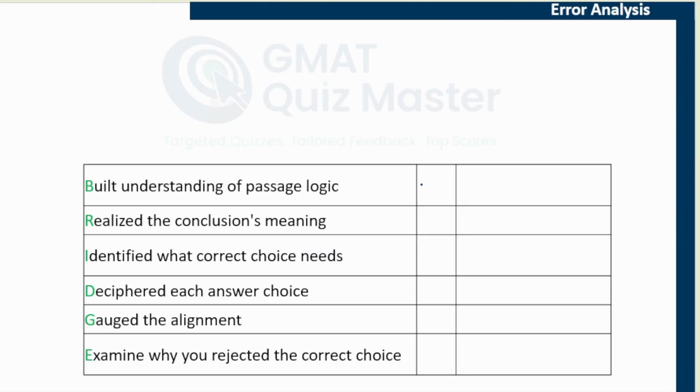So if your understanding of the passage logic was correct and complete, mark a tick here. But if you missed anything or misunderstood anything while understanding the passage, mark a cross here and write down exactly what you missed. Then, if your understanding of the conclusion was correct and complete, mark a tick here. Otherwise, if you missed anything about the conclusion, what the conclusion is talking about, if you confused the number of computers with the sales of computers or had any other misunderstanding, mark a cross here and write down the exact reason here.